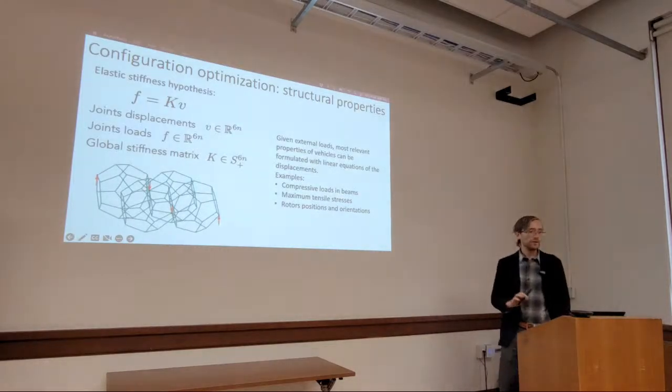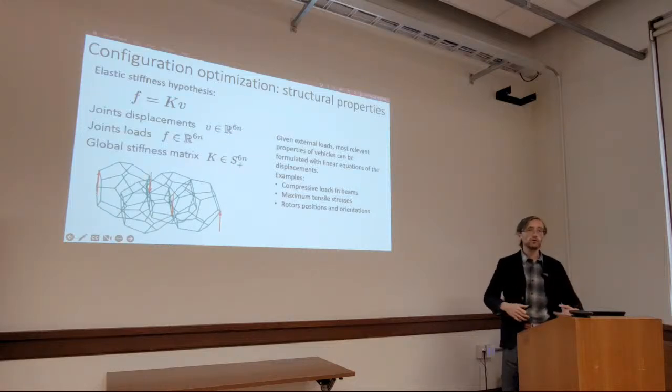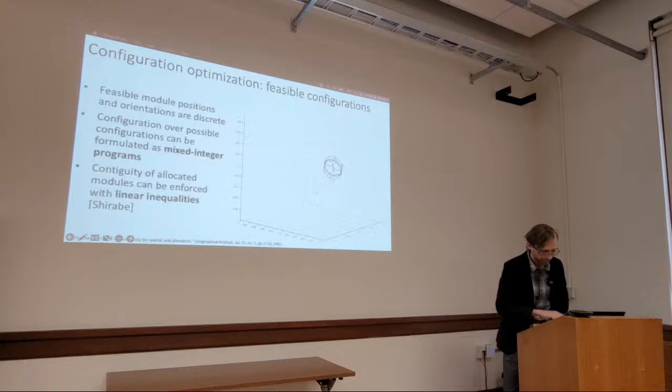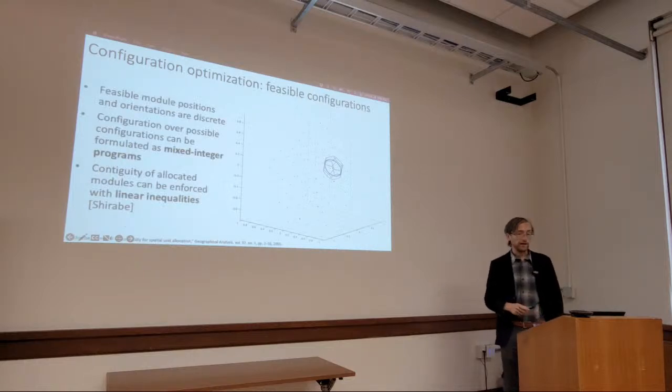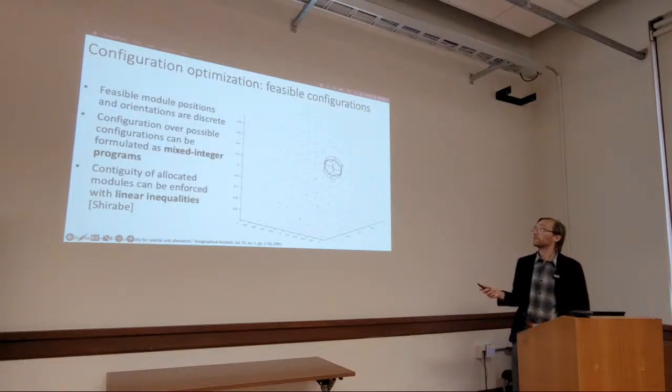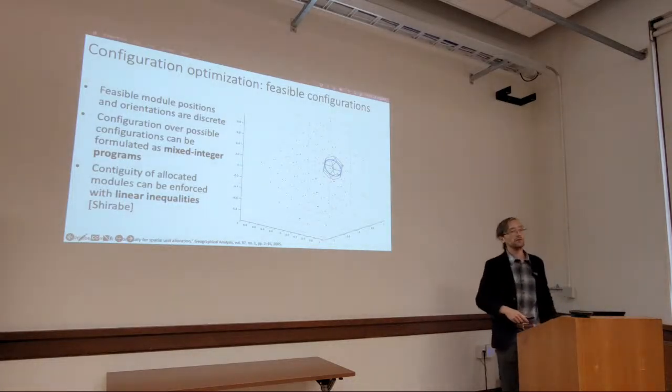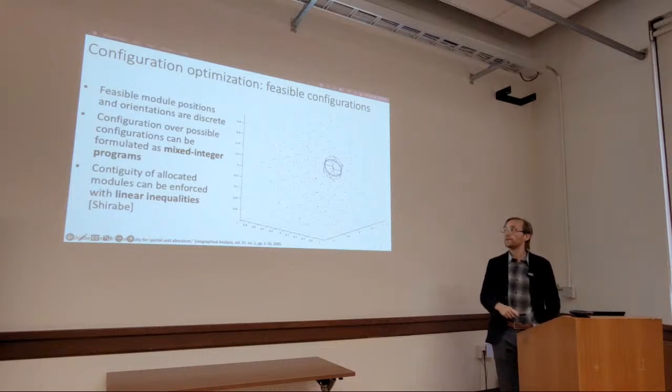What matters here is that the relationship is linear, so that will be convenient when we want to use this relationship in optimization programs. I mentioned the fact that the feasible positions form a lattice. So what we can do is consider a subset of all feasible positions and orientations of the modules and describe it with integers.